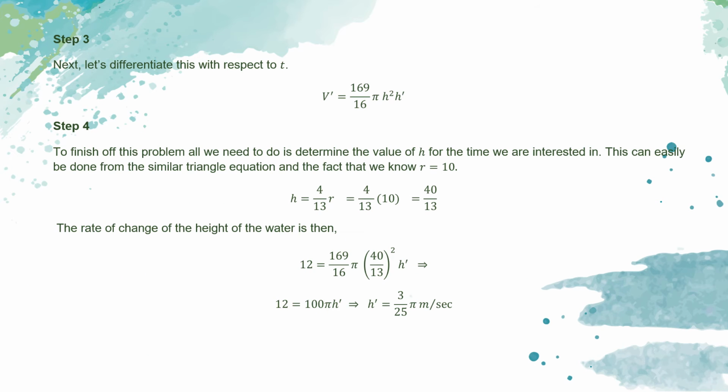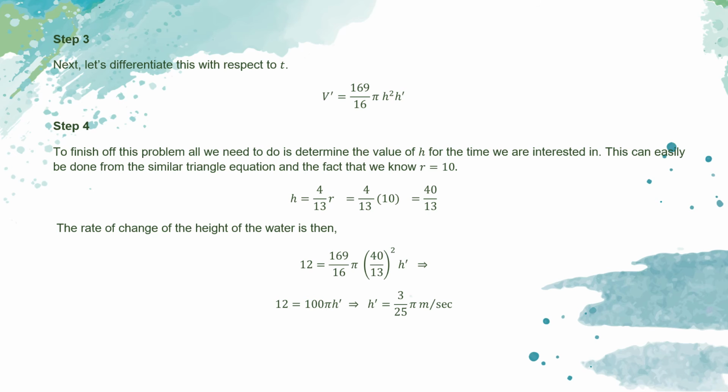Next, we will differentiate V with respect to h, which will give us 169 over 16 pi h squared. And then, let's differentiate this with respect to t, which will give us dV over dt equals 169 over 16 pi h squared times dh over dt. To finish off this problem, we need to determine the value of h. We already know the radius of the top of the water is 10 meters. So, we know that h equals 4 over 13 r equals 4 over 13 times 10, and then we will get 40 over 13.